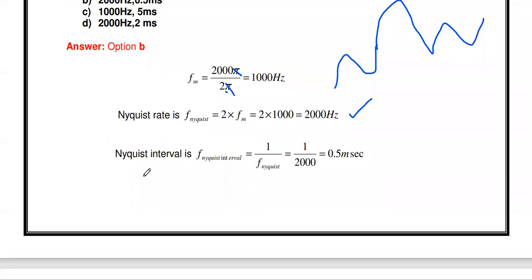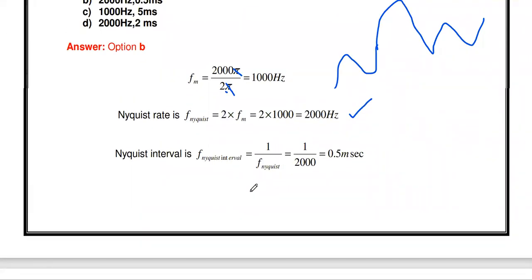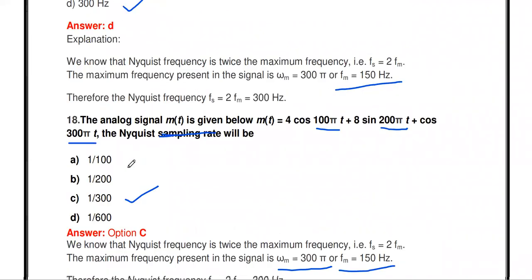And the Nyquist interval is equal to 1 divided by the Nyquist rate. So it is 1 by 2000, which is 0.5 milliseconds. So 2000 hertz and 0.5 millisecond, B is the answer. Okay, B is the answer. So in this, that is the Nyquist interval.